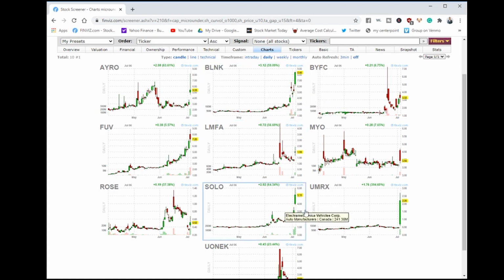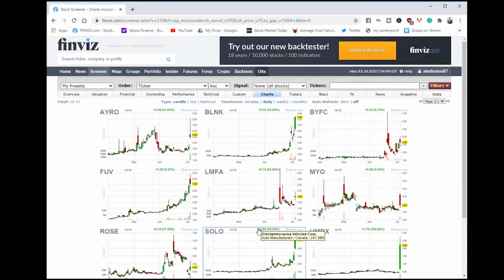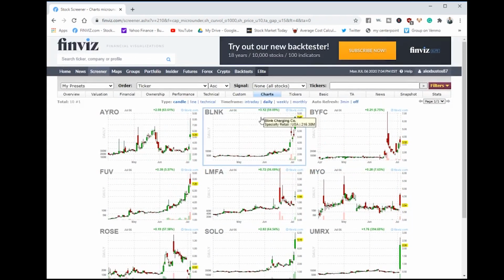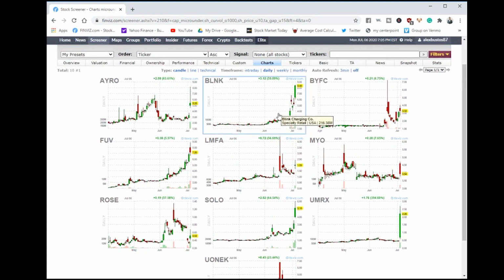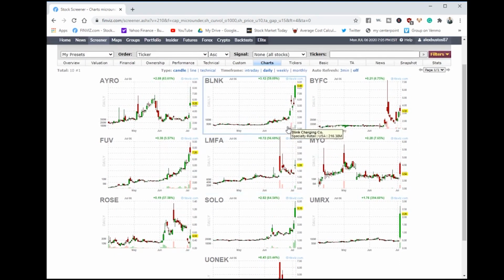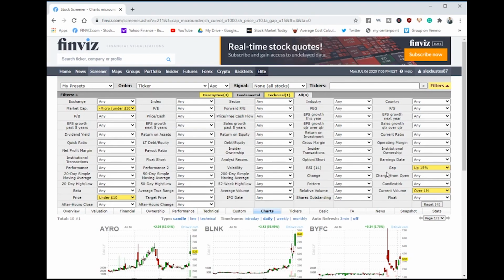So what I want to show you is I can figure out pretty quickly. I mean, as soon as we opened this up, I already knew I was interested in BLNK, Solo, UMRX, U1, and that's pretty much it. And that's why I like to use the charts, because you can see right away, if you know your setup, you'll be able to pick out, okay, cool, I got 4 opportunities I'm going to be watching. That is what I want to show you guys, how easy this scanner is.